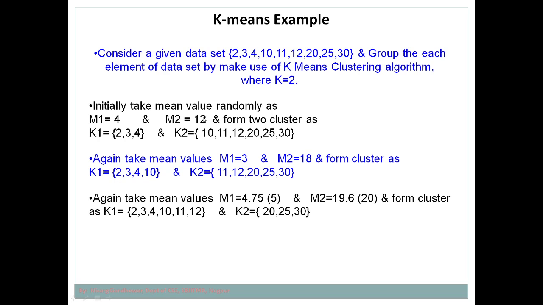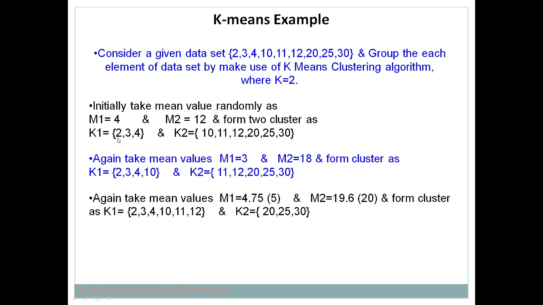And I told you that this is random. There is no particular reason why I selected M1 equals 4 and M2 equals 12. M1 and M2 represent the mean values. And why are there 2? Because we need to form 2 clusters, as given in the example itself. Then K1, so we are going to form the cluster K1.